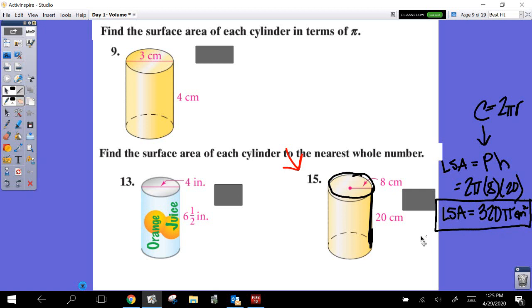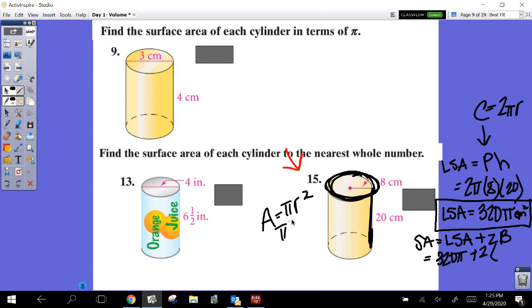Okay. Now for total surface area, it's still lateral surface area plus 2B. So my lateral surface area is 320 pi plus 2. Now I've got to find the area of this base. How do you find the area of a circle? Pi r squared. So it's going to be pi 8 squared. Well, what is 8 squared? 64 pi. So again, I'm going to type this in without the pi's.